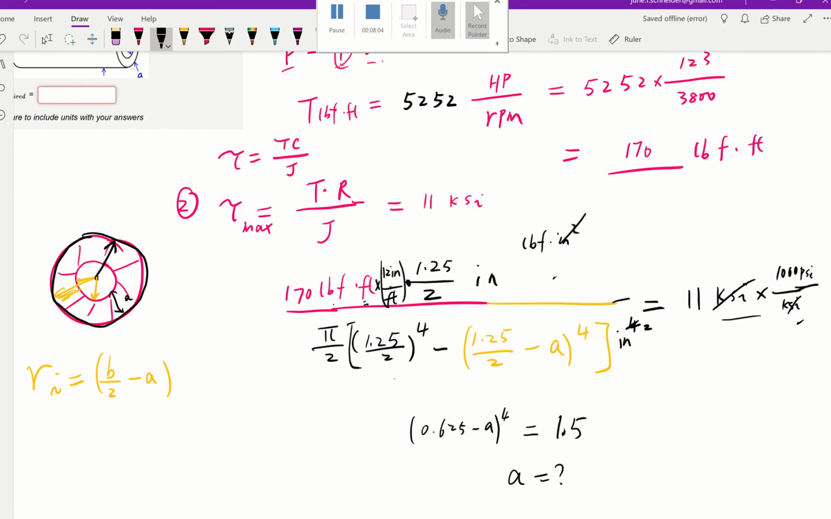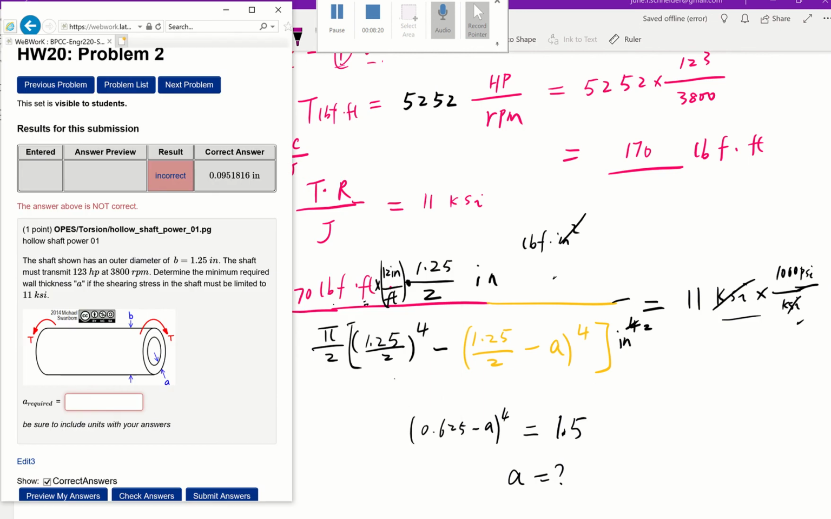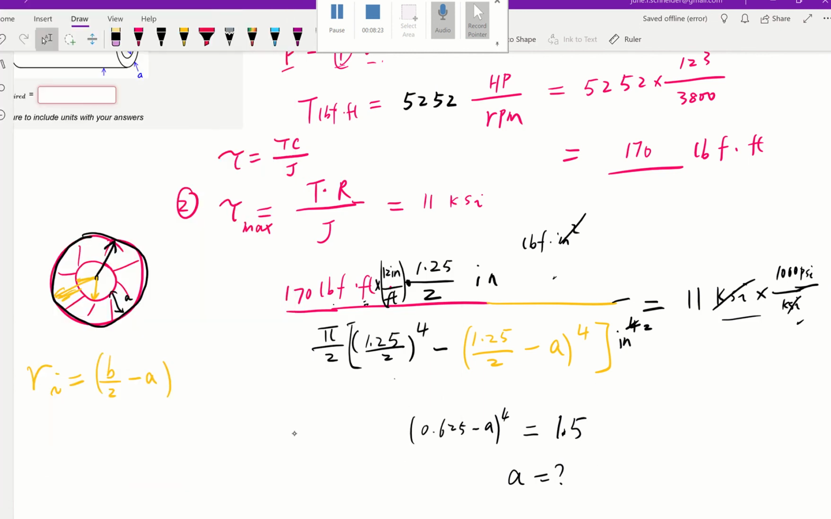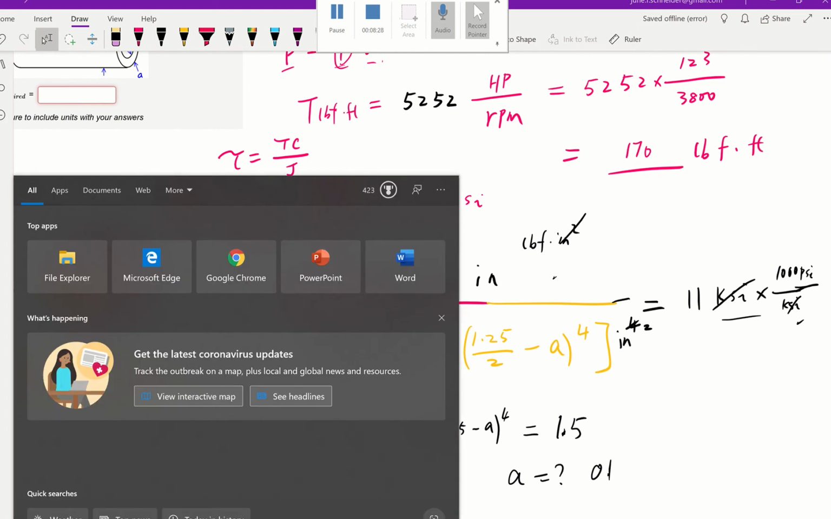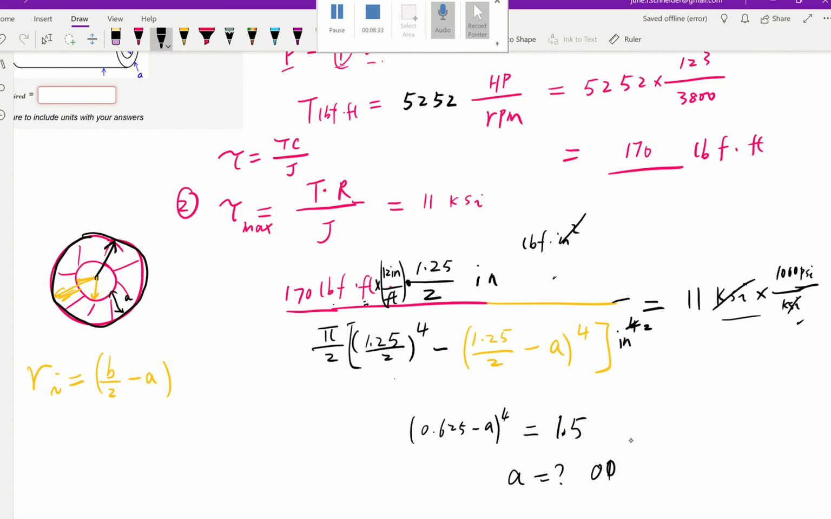If you are curious, I actually have a value for A, so you can verify it. My value for A is 0.095186, something like that, in inches. So that's for this problem.